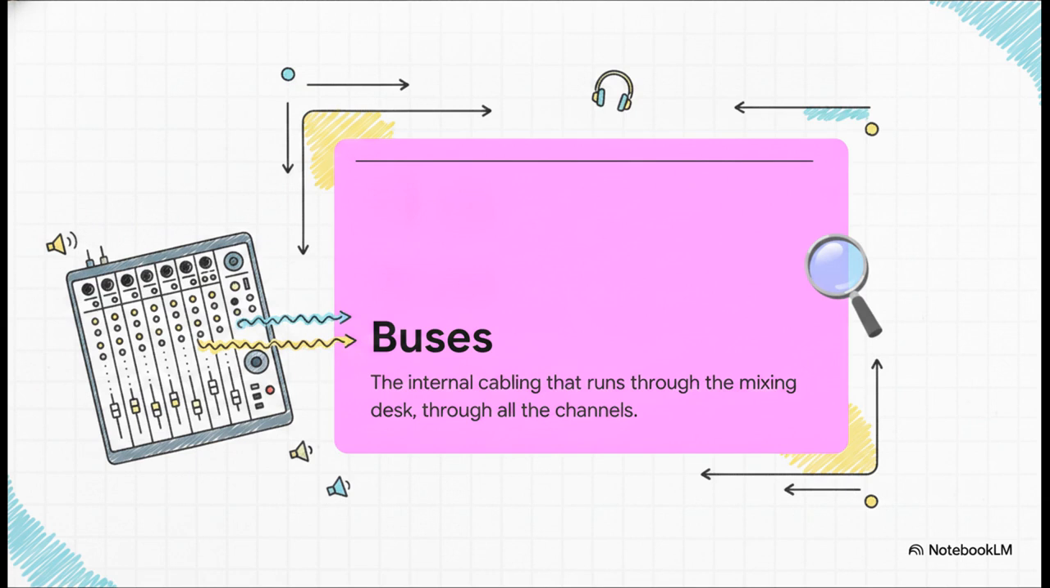A large professional mixing console might have 24, 48, or even 64 of these things. The term bus essentially refers to the internal cabling that runs horizontally across all the vertical channels on a desk, carrying audio to a specific destination. So instead of plugging and unplugging physical wires behind a heavy desk every single time you want to group sounds together, the bus gives you a super convenient built-in highway.